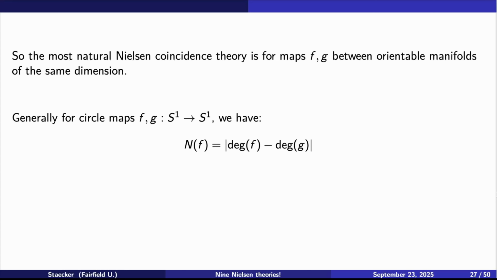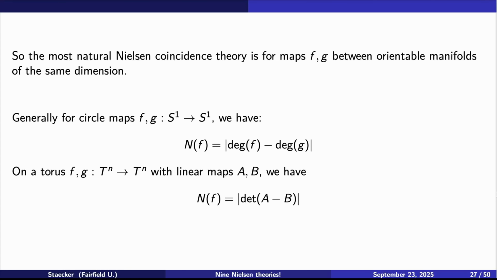This is what everybody would expect the formula to be on the circle. And on the torus, maybe you can imagine it's this. This used to have an identity matrix right here, but now instead of identity, I have this G with the linearization B, and this is the formula for coincidence number on torus. Torus of the same dimension, of course. It's a nice formula. Okay, that was the second one.